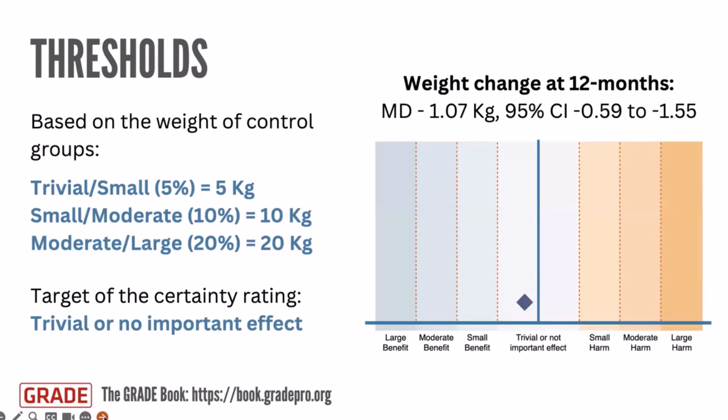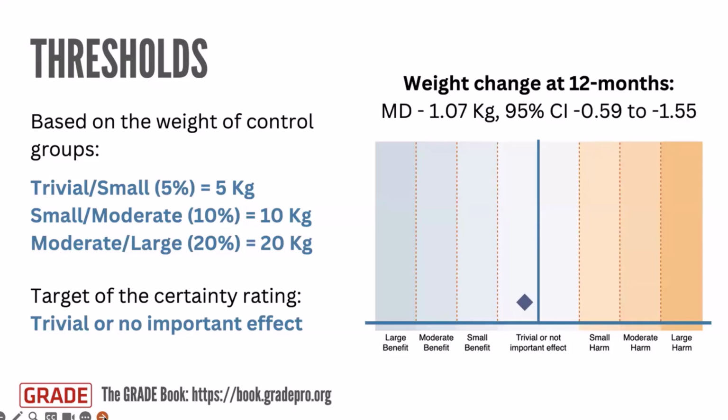And this is coming from consensus. The people dealing with weight loss and nutrition long agree that a 5% reduction of weight is the minimum they would consider meaningful. So taking the baseline risk, the weight of the control group, around 100 kilos, we can set some thresholds. In this case, we're setting the threshold for trivial versus small effect at 5 kilos, for small versus moderate effect at 10 kilos, and for moderate versus large effect at 20 kilos. So this is based on this consensus.